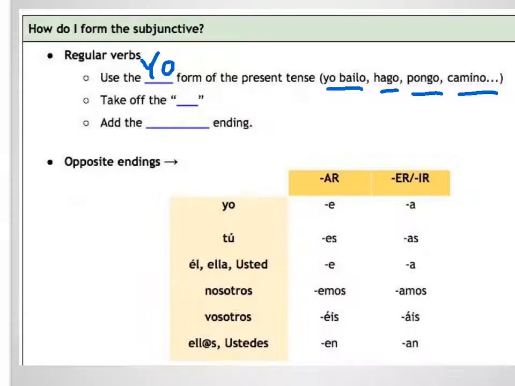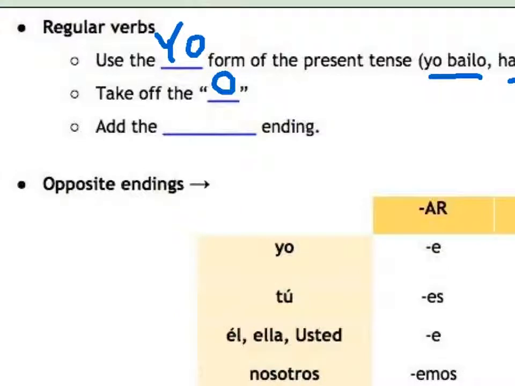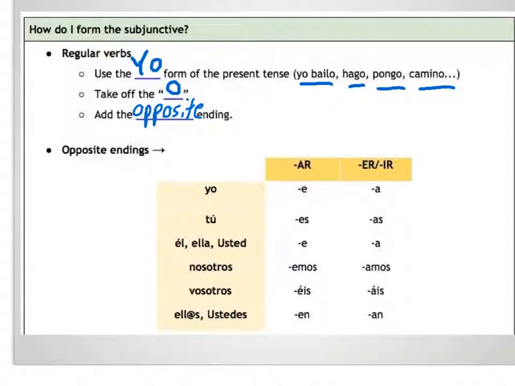Okay, the next step is to take off the o. So take off the ending. And then we have to add the opposite ending. What does that exactly mean? Right? Opposite endings here.